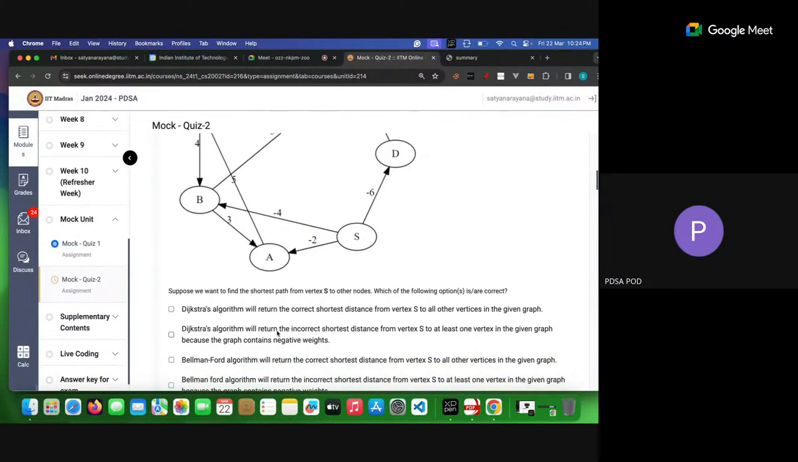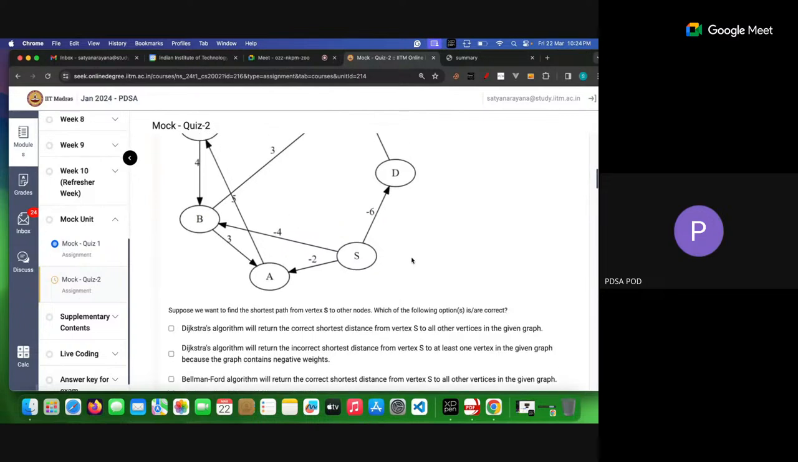Dijkstra's algorithm will return the correct shortest distance from vertex S to the other vertices in the given graph. Whenever negative weights are there, Dijkstra's algorithm may or may not give the correct solution. That's the reason a correct shortest path is not guaranteed. Sometimes it will return correct, sometimes it may not. Why? Sometimes it creates negative cycles.